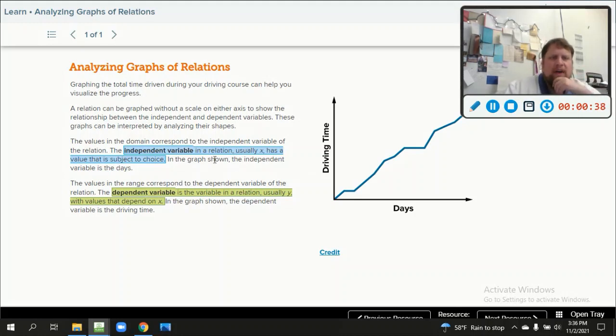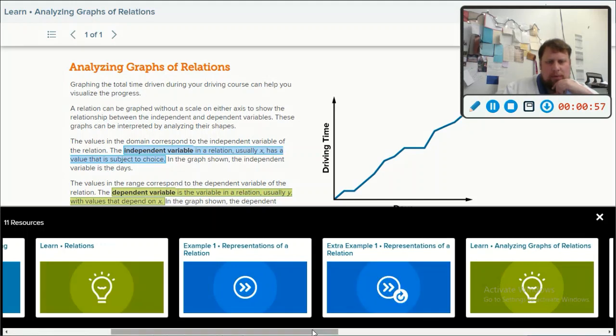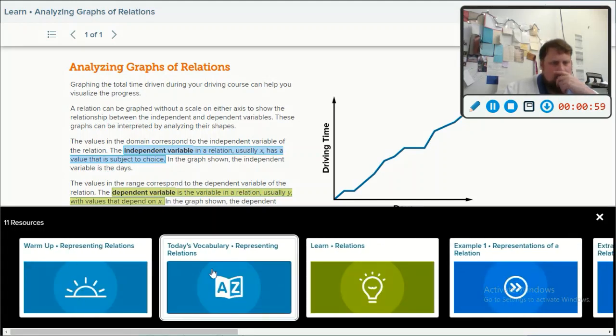So first of all, the values in the domain correspond to the independent variable of the relation. So here's what I want you to write down. The independent variable in a relation, usually x, has a value that is subject to choice. In other words, days. So this is the same example we started off with at the very beginning, if you remember, right?